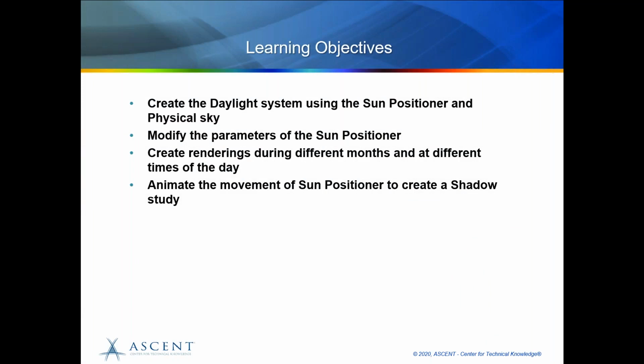So now let's start with the objectives for today. We'll be creating the daylight system using the sun positioner and physical sky. We'll be modifying the parameters of the sun positioner. Then we'll create renderings during different months and at different times of the day. And then finally, we will animate the movement of the sun positioner to create a shadow study.